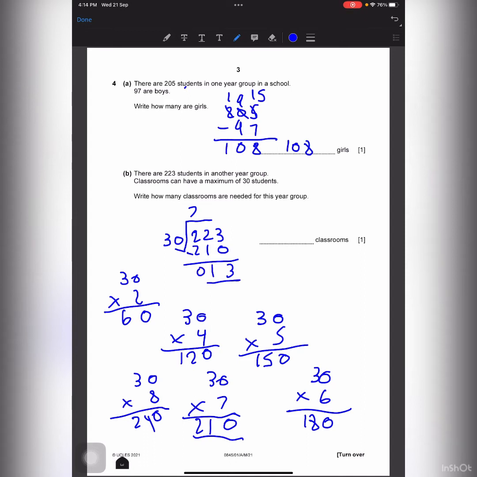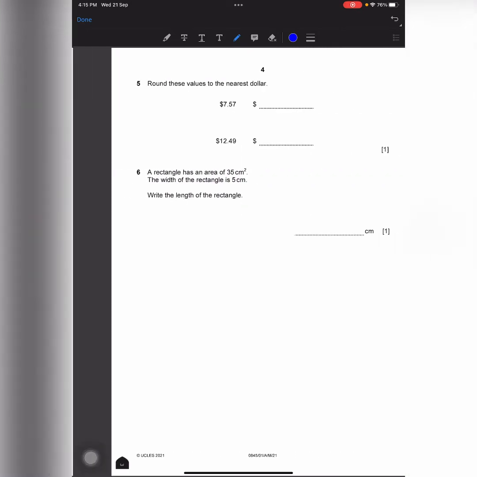So 13 is remaining. So what we're going to do is 7 plus 1 extra, because we need to put those other students in a classroom too. We can't just leave them. So we will have 8 classrooms we will need.